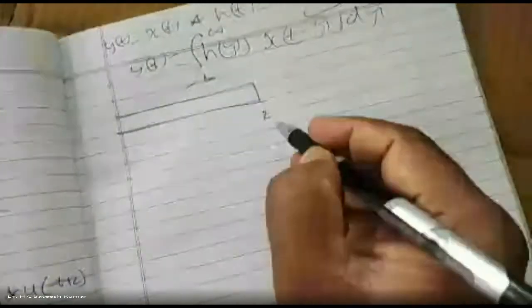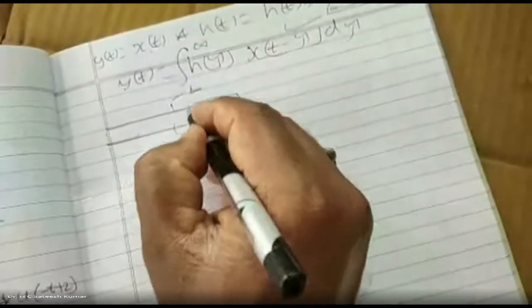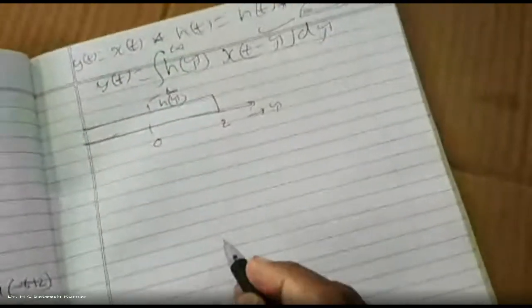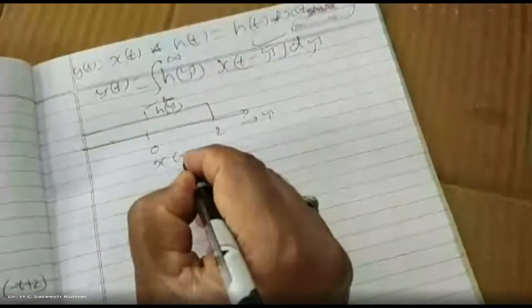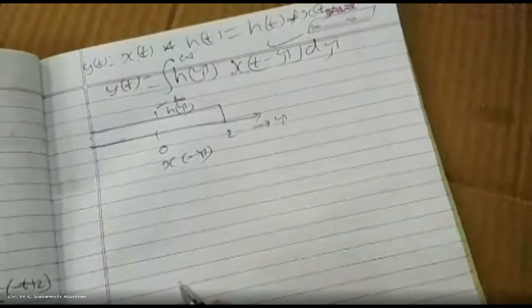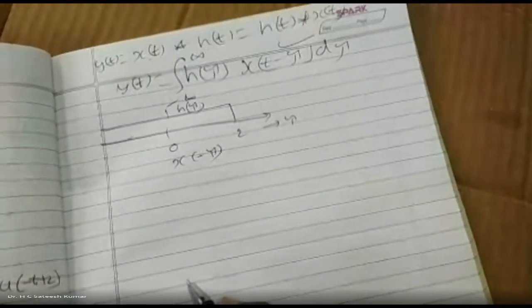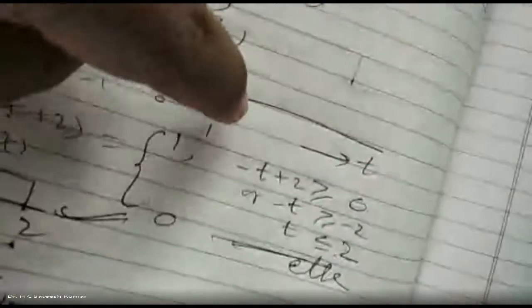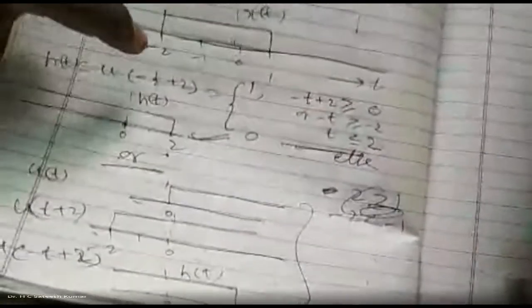So what do we have? This is 2. This is h of tau, with 0 on the tau axis. Now x of minus tau. X of minus tau means what? The 0th value will be at 0. So x of t is from minus 2 to 1. X of minus tau means 1 will go to minus 1, and minus 2 will go to plus 2. So therefore, what will you get?